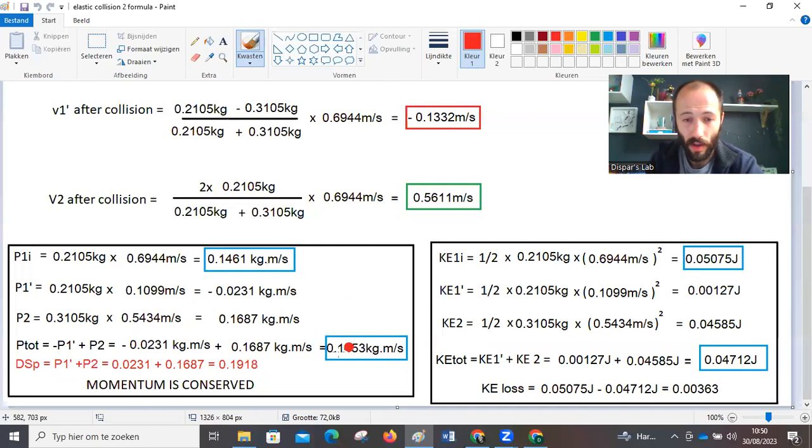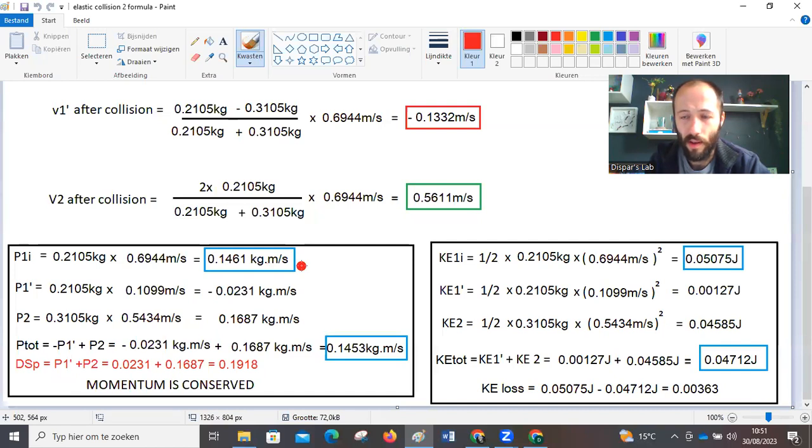Now look how small the difference is. This was the initial total momentum, 0.1461. And when you add the momenta after collision together with a minus sign, when you treat it as a negative momentum, then you get this result, 0.1453. 0.1453 versus 0.1461. Really close match.